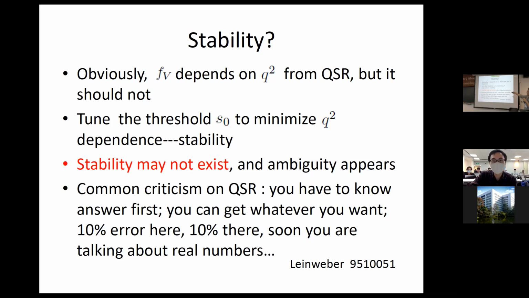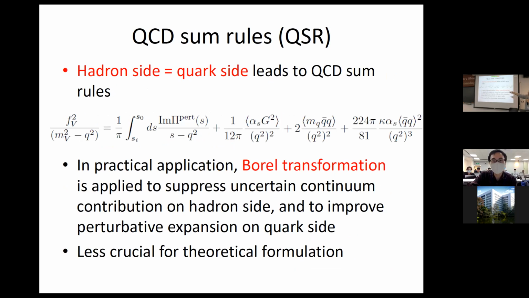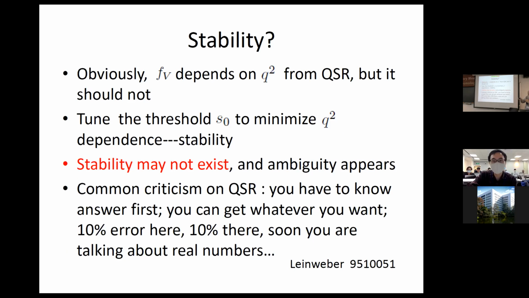So this requirement fixes the choice of S node. So people tune this S node, the so-called duality interval S node. People tune this and then try to get the stability of the solution. You know that because S node, just the state, appears in a very narrow interval, sometimes the stability does not exist. So then ambiguity will appear.